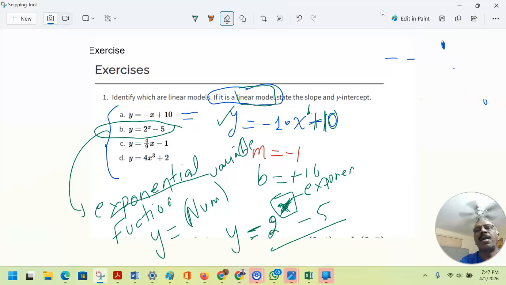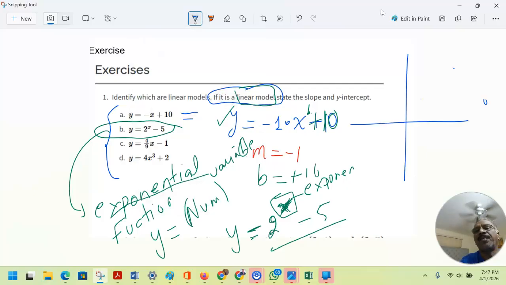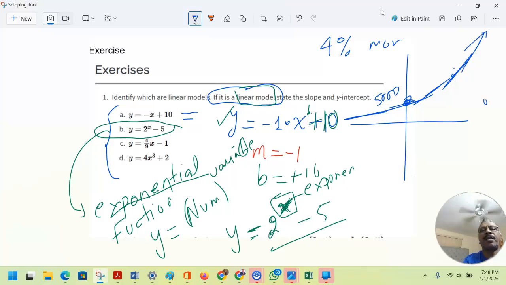The graph of those types of equations will be like how money grows in the bank. Let's say you deposit maybe $5,000 with some interest, say an annual interest of 4%, compounded monthly. And we see the graph will be something like this. So this type of graph is an exponential function. That's the second one.